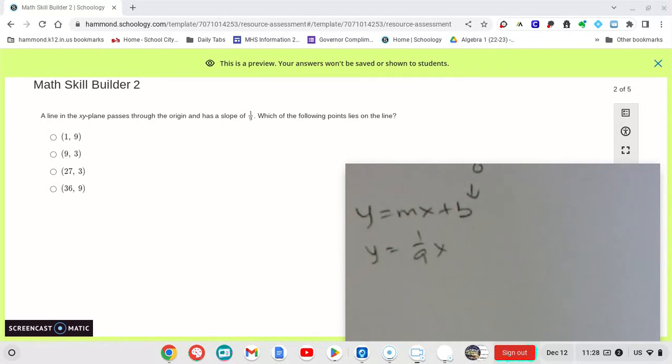Now I'm asked which of these points satisfies that equation. And the obvious one looks like 1 and 9. But if x is 1 and y is 9, that tells me that 9 equals 1/9, and that's not true. So that rules that one out.